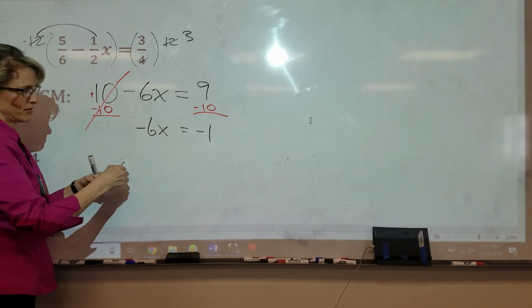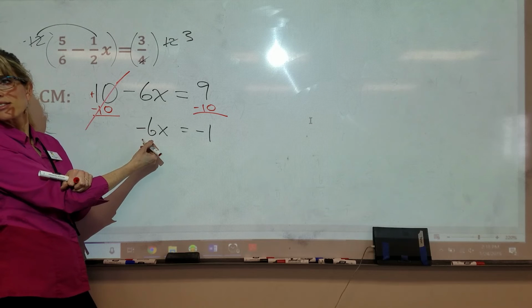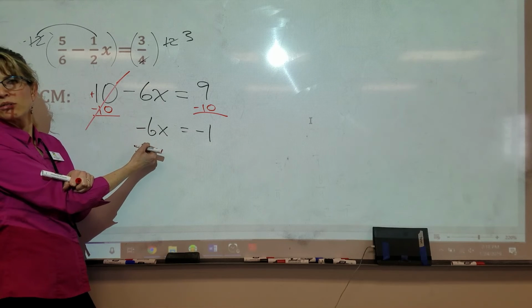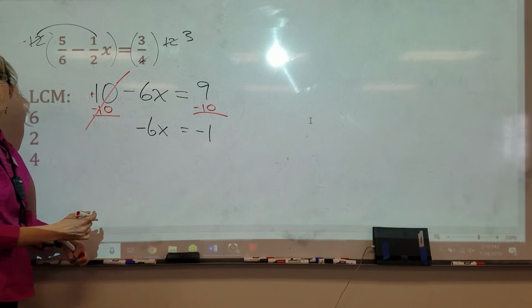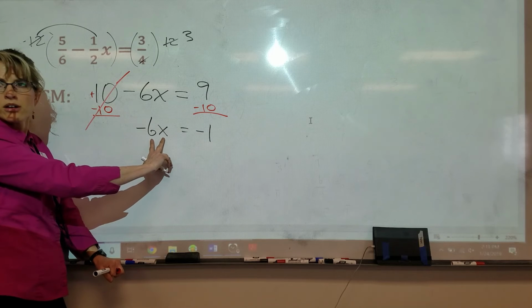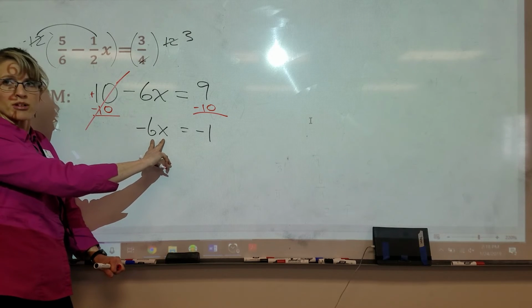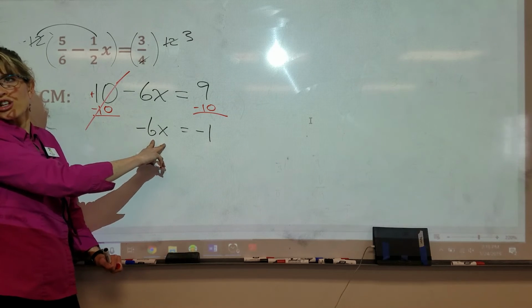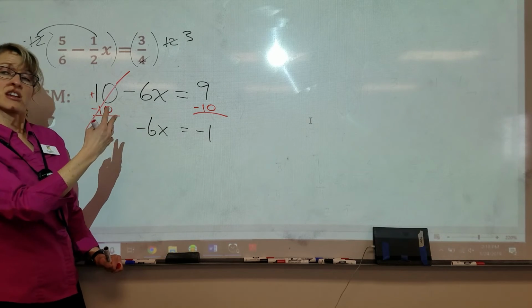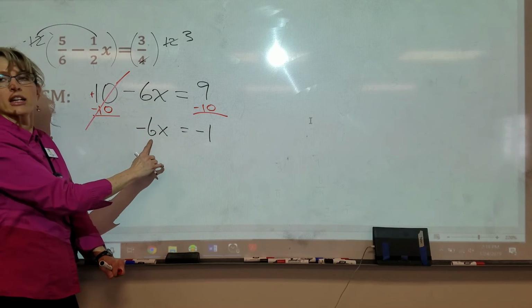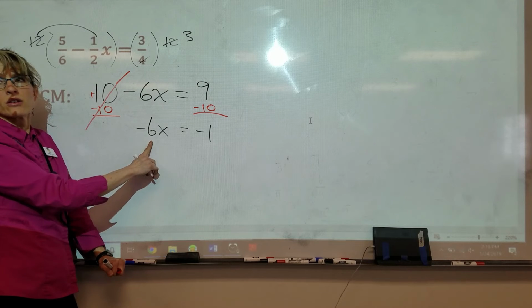From this step, I gotta get rid of the negative 6. What would I do? Bo? Should I add 6? Should I divide by 6? Should I multiply by 6? Should I do something with a negative 6? How do I get rid of negative 6? I think you should.